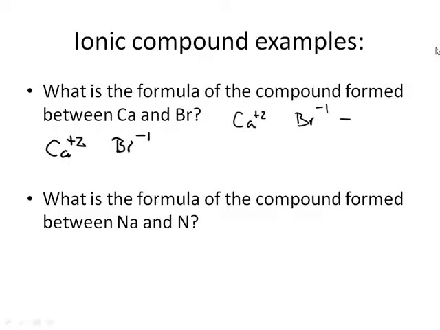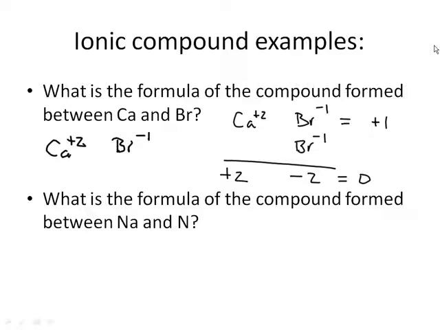right now, my total charge would be +1. Well, that's not going to work. I need a total charge of 0. I can only add more bromines or add more calciums. I cannot add other elements. I cannot change the charges on the calcium and the bromine. So if I want this to add to 0, it makes sense that I would add another bromine because it brings another -1. So now we get a +2 from the calcium and a -2 from the 2 bromines, and that totals 0.